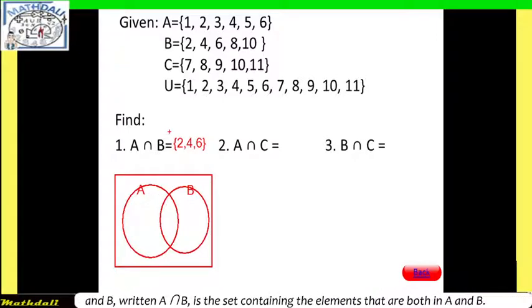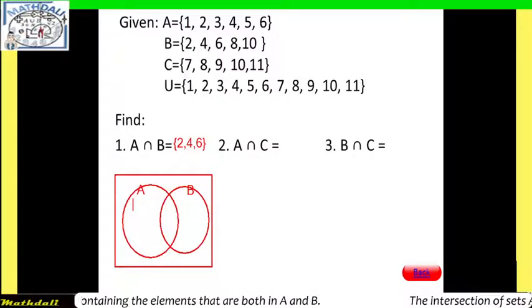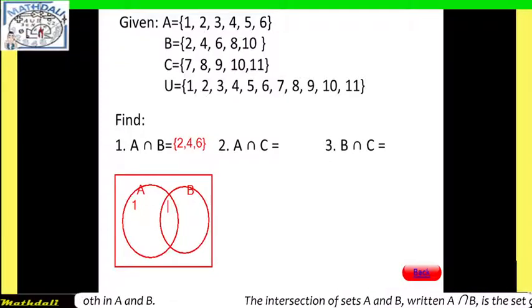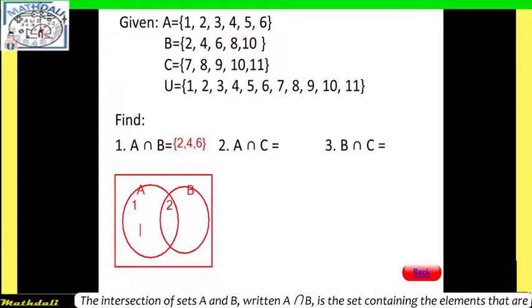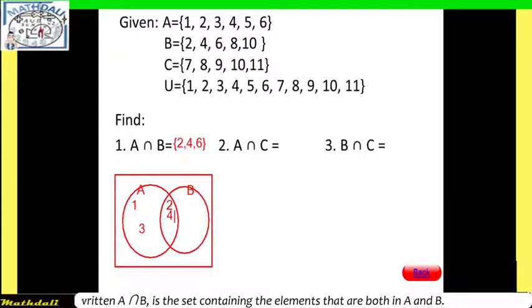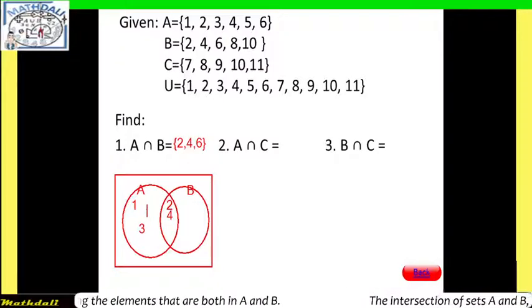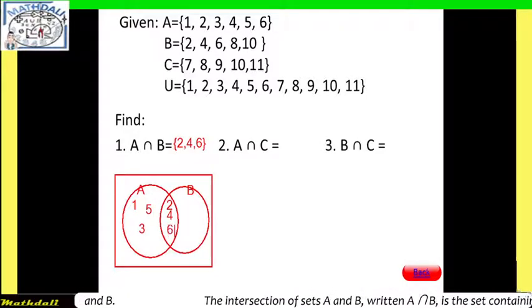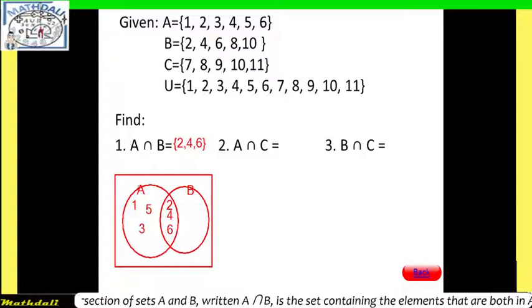Okay, so ang element ng ating set A, we have 1, and we also have 2, then we also have 3, then we also have 4, then we also have 5, then 6. Meron pa ba? Okay, so kung wala na, so yan yung ating element ng set A.